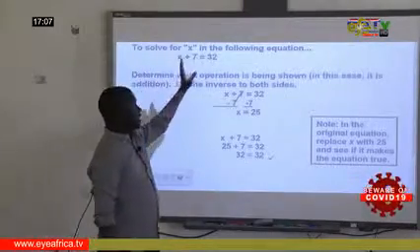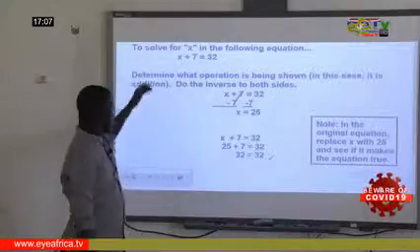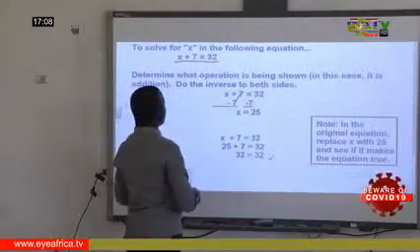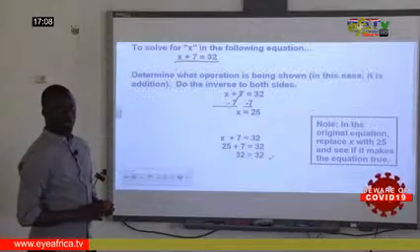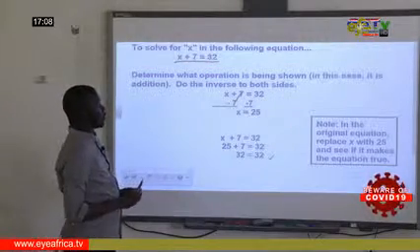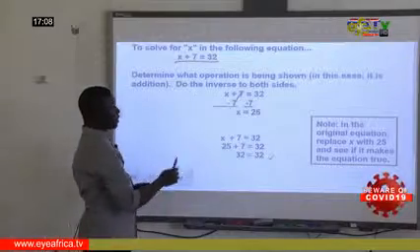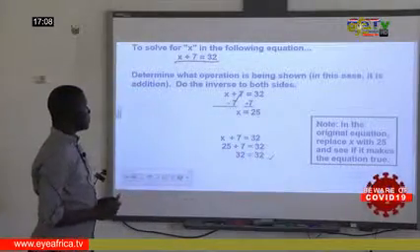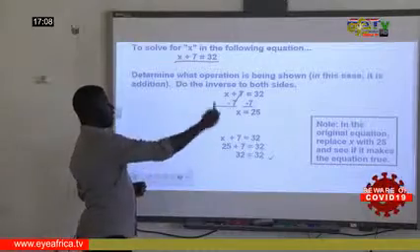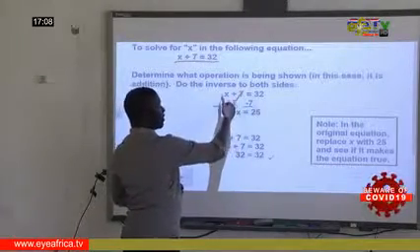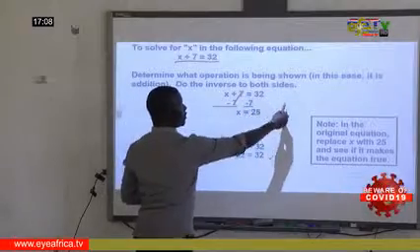To solve for x in the following equation, we have an equation here that says x plus 7 equals 32. Now, to know what operation we will be using to find the value of x, we have to do a reverse of positive 7 here. We have x plus 7 equals 32.